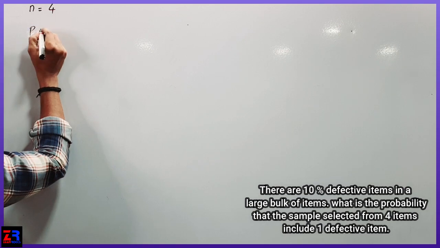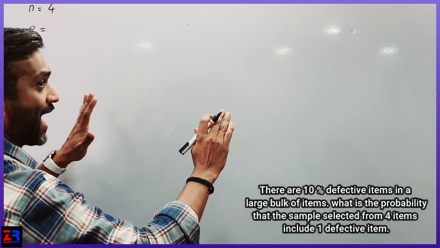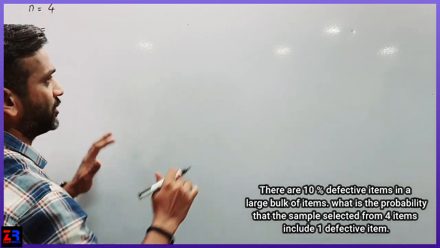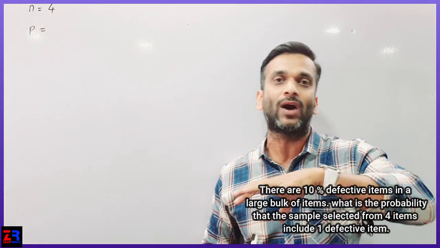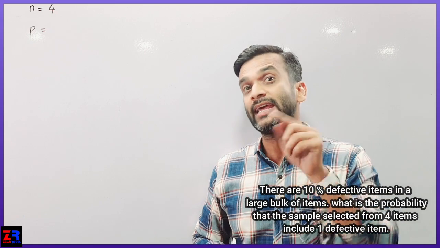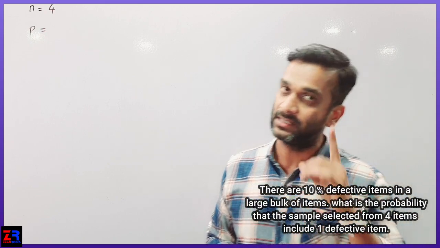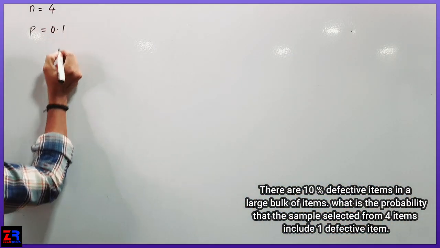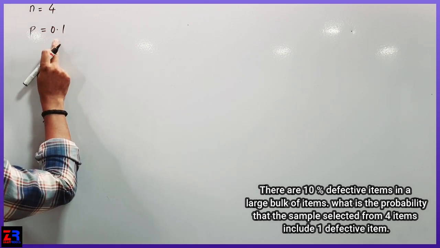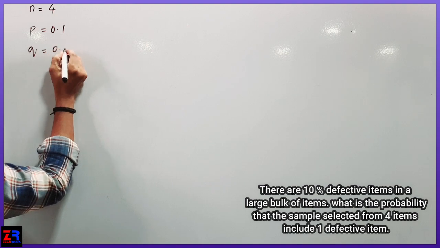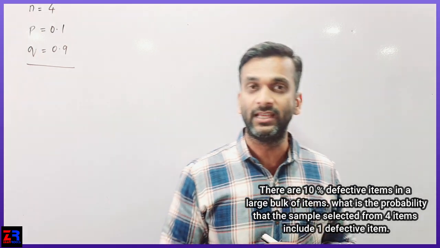What is the probability of a defective item? It is either defective or non-defective. It is given in English: there are 10% defective items in a large bulk of items. So what is the probability of defective items? It is 10%, that is 0.1. If the probability of success, that is the probability of a defective item, is 0.1, then the probability of a non-defective item is 0.9. So the probability of success is 0.1, and the probability of failure is 0.9.